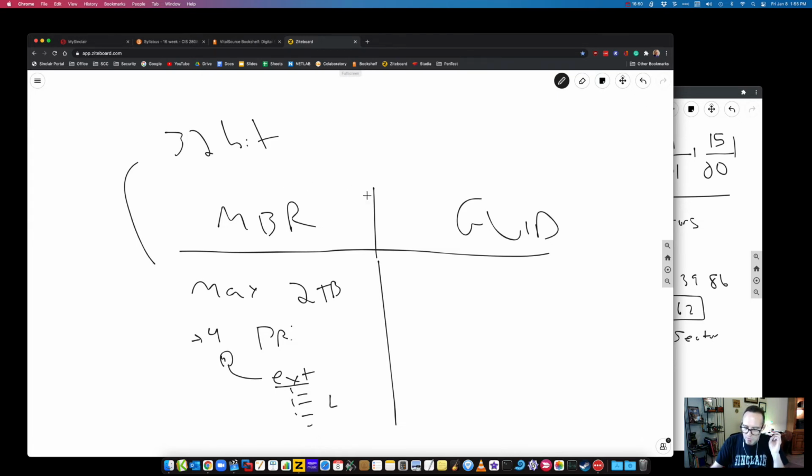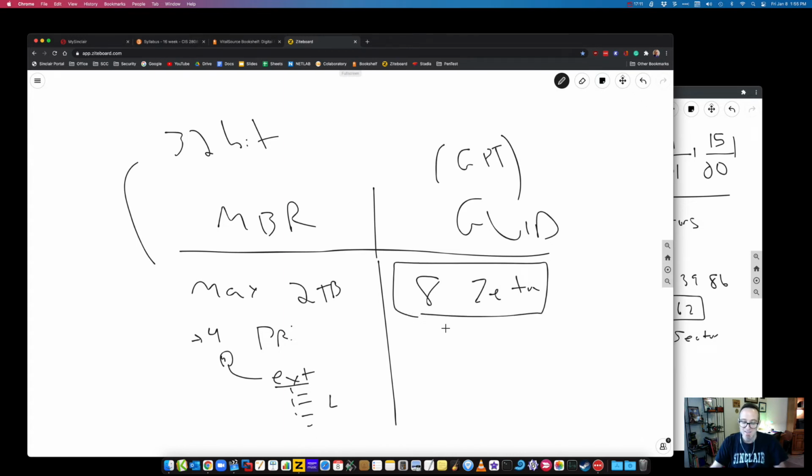GUIDs. So GUID is a GPT, a GUID partition table, also called GPT. And it has actually room for up to 8 zettabytes of disk. So look that up if you want, that's a lot. So it can have 128 primary partitions. Again, we have a 64-bit.